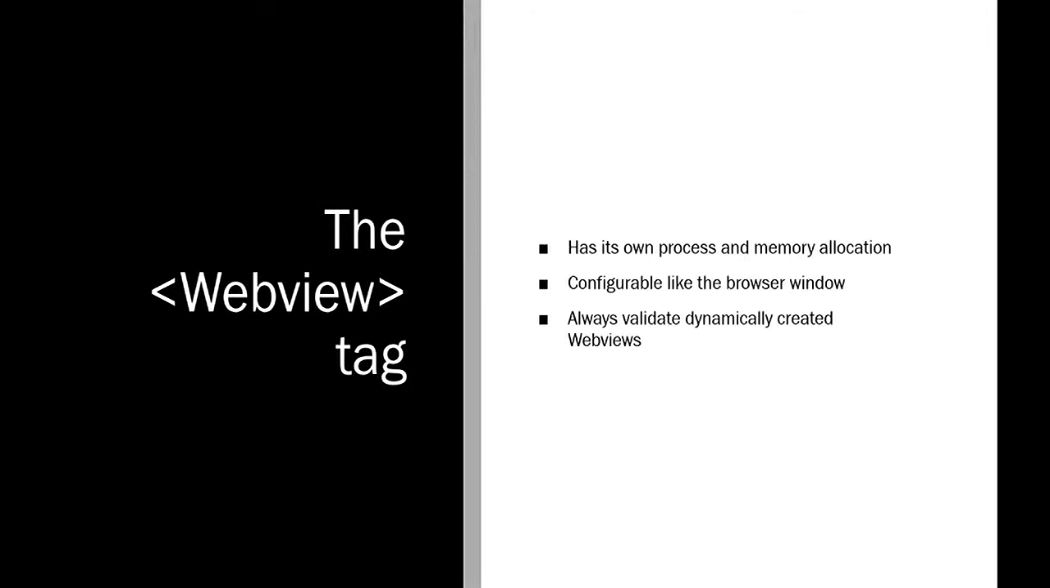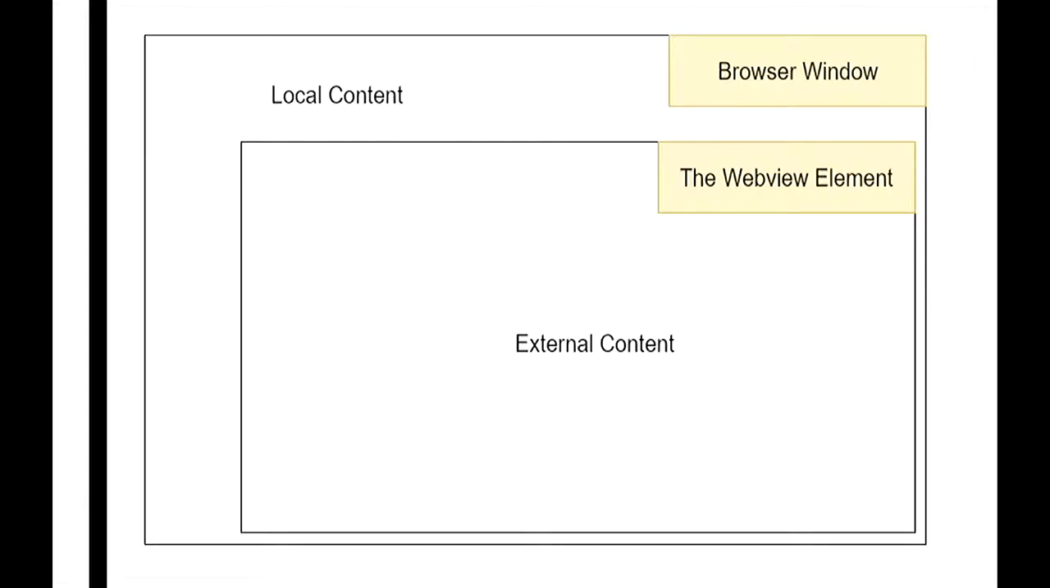Now, the way to do that is the same. It's heavily event-driven as well. But this is a diagram of how the web view works. You've got the browser window, and you've got the local content over there, and then there's external content loaded in the web view element, which is sort of inside the browser window. So from a user's perspective, it's the same thing. They're not going to really see a difference depending on how you design it, right?